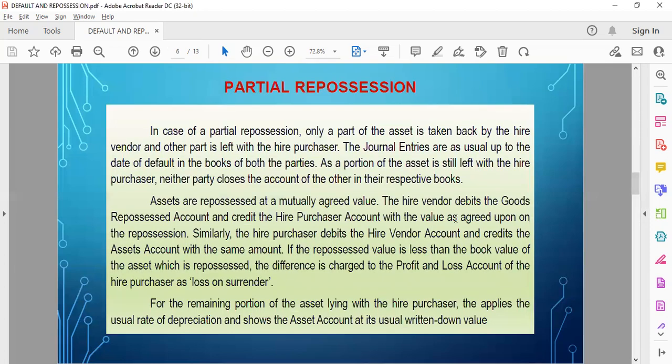Then we can see the partial repossession. What do we mean by partial repossession? In the case of partial repossession, only a part of the asset is taken back by the hire vendor and the other part is left with the hire purchaser. The journal entries are as usual up to the date of default in the books of both the parties.